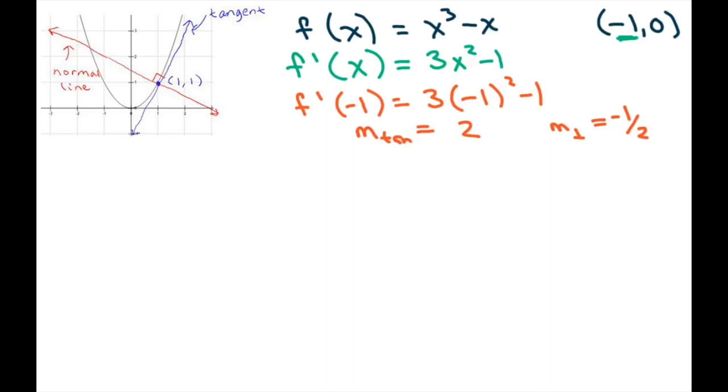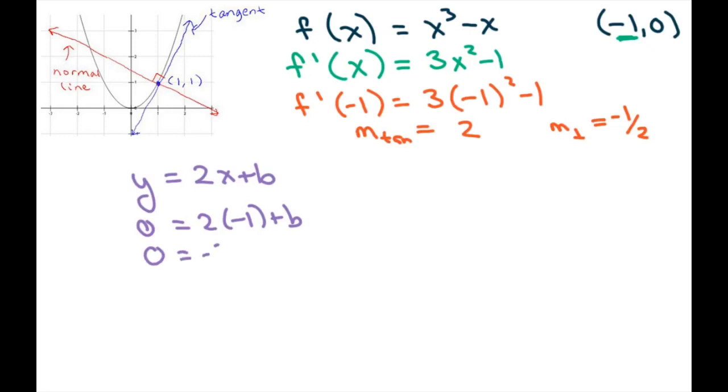All right, so we have to find our equation. So we're going to write y equals mx plus b. In this case, it will be 2x plus b, and plug in our y and our x. So 0 equals -2 plus b, so b is 2. So our equation for the tangent line is y equals 2x plus 2.